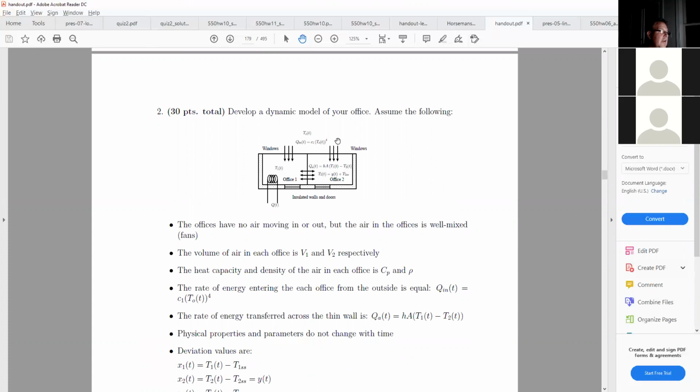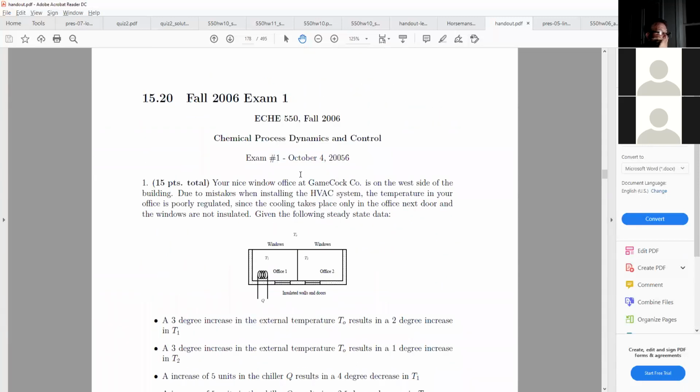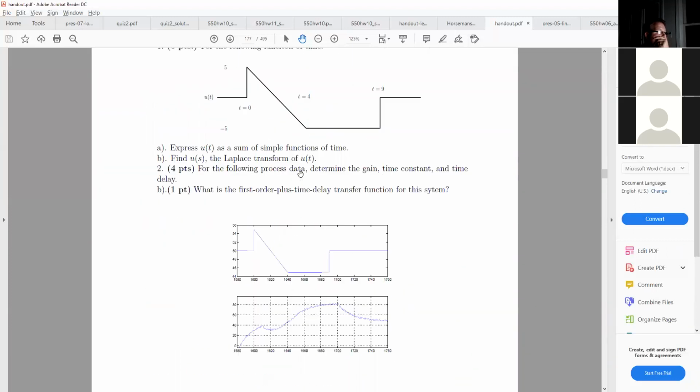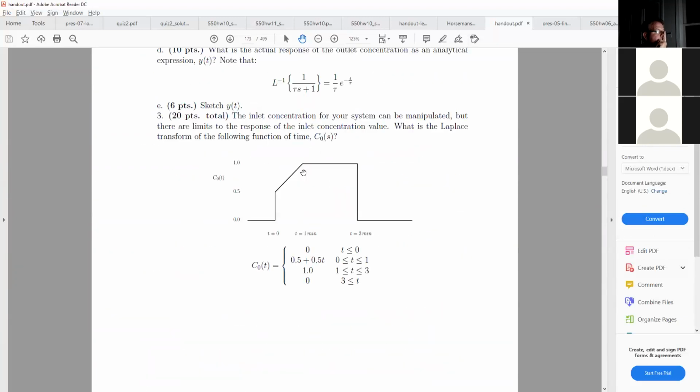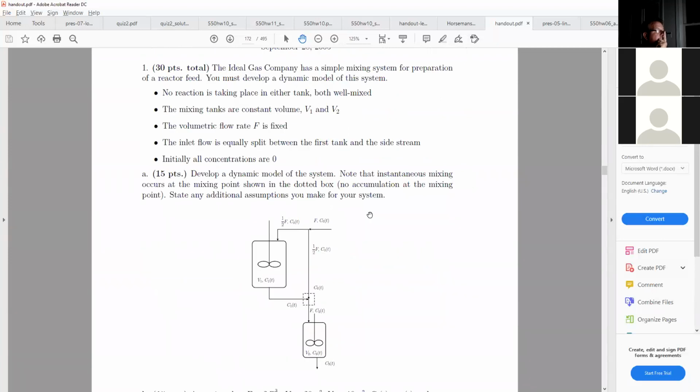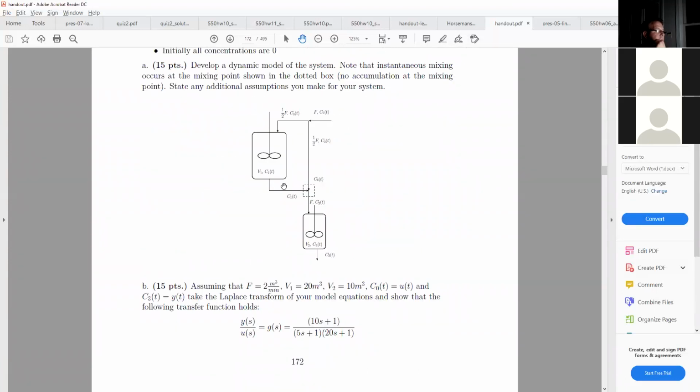And on this side, you have energy coming in from the outside and energy leaving due to that transfer across the wall. So this is an energy balance with no flow in and out. You have fewer terms. It looks like two mass balances and a mixing point, just looking at the picture.